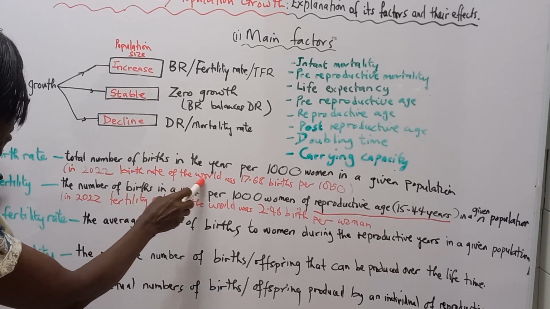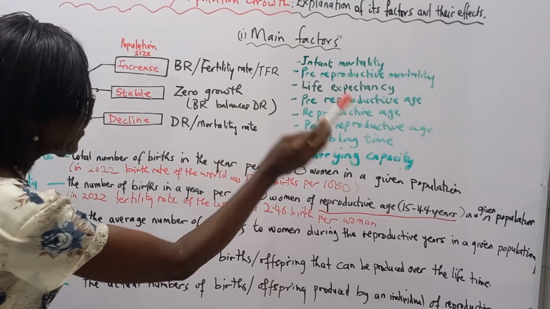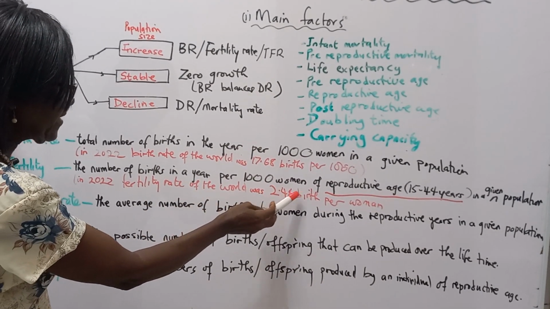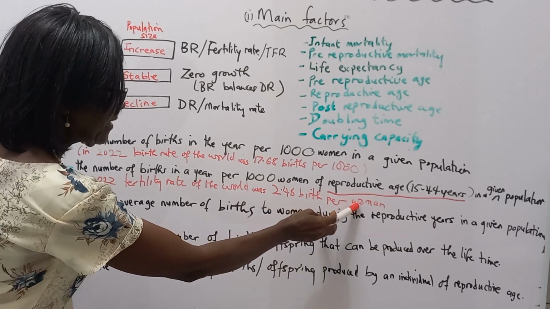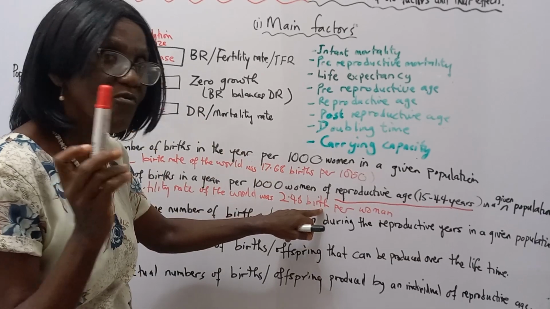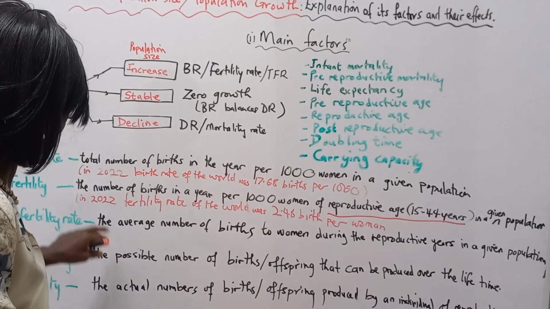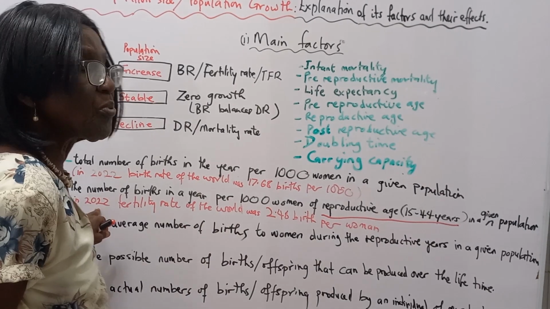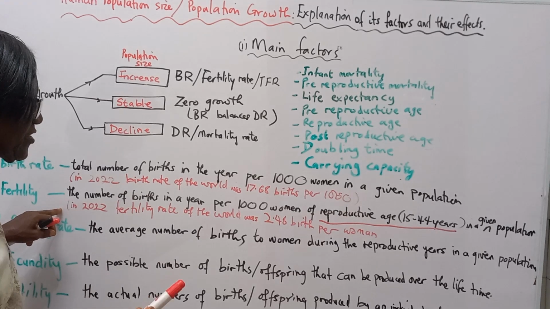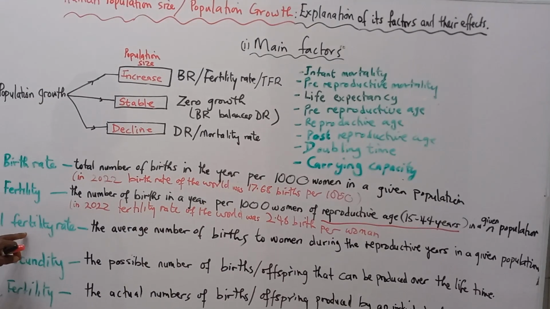The birth rate of the world was 17.68 births per 1,000 women. The fertility rate of the world was 2.48 births per woman of reproductive age. So this is specific per woman, while the other is per thousands of women. If we want to project into the future, fertility will be more accurate to use than birth rates. Now, what about total fertility rate?